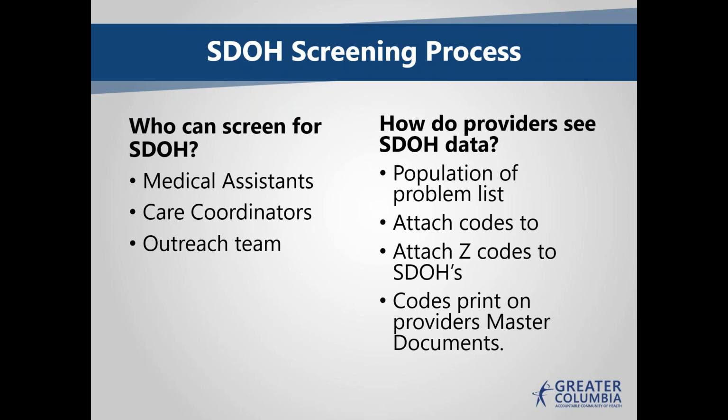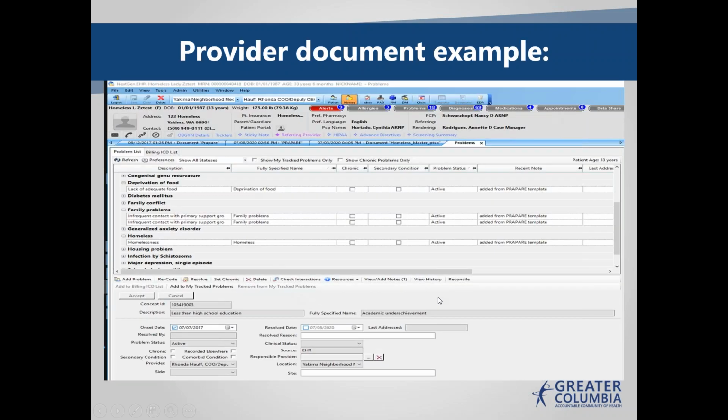So for Yakima Neighborhood Health Services, once they screen that population, they have a problem list that automatically populates based on the selection on the Prepare tool. On that problem list, they actually attach Z codes to those social determinants of health. Those Z codes then print on providers' master documents where they're able to see, okay, they need housing, food, and transportation.